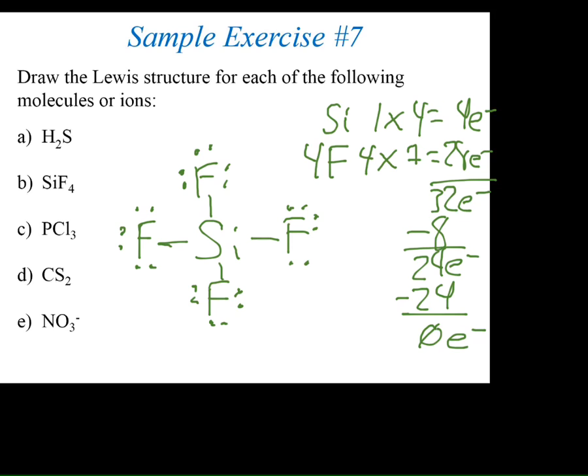And the last thing I do is I check to make sure silicon has an octet. If not, then I'm going to start moving some of these and make double bonds. Does silicon have an octet though? Yes, it's got 2, 4, 6, 8. So it's happy. I'm happy. You're happy. We're done. The universe continues rolling.